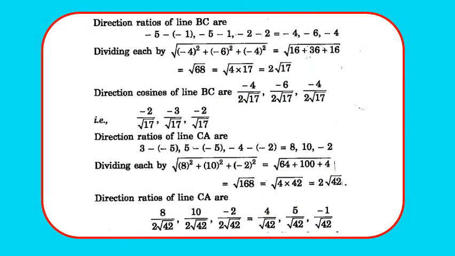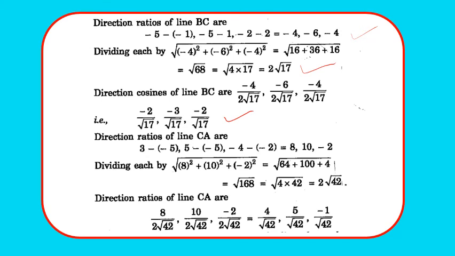Now the direction ratio of the line BC is -5 minus (-1), -5 minus 1 and -2 minus 2, which is equal to -4, -6, -4. So dividing each again by under root a square plus b square plus c square, that is under root (-4) square plus (-6) square plus (-4) square, which is equal to under root 68, that is 2 root 17. So the direction cosines of the line BC will be -4 upon 2 root 17, -6 upon 2 root 17 and -4 upon 2 root 17. Therefore, we have the direction cosines of line BC as -2 upon root 17, -3 upon root 17 and -2 upon root 17.